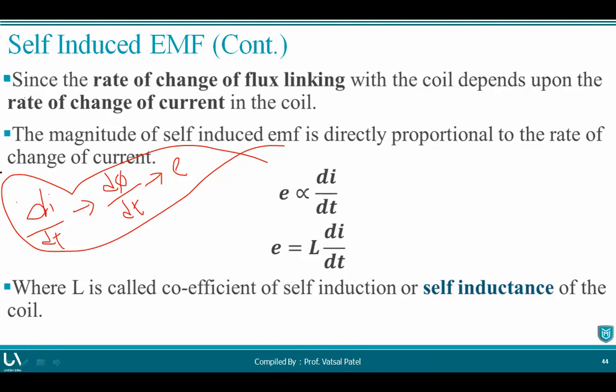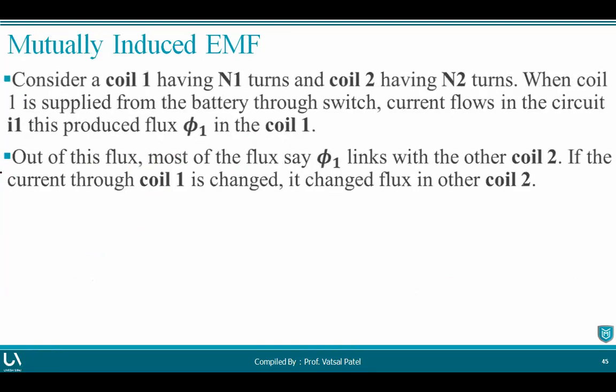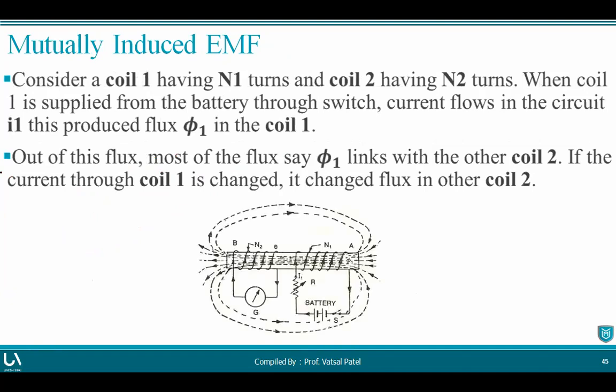Okay, so now if we go further, the second one is the mutual induced EMF. For that you require two coils. Coil number one has N1 number of turns, as you can see in this diagram, and coil 2 has N2 number of turns here.